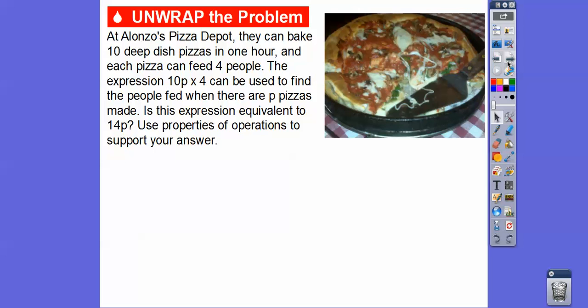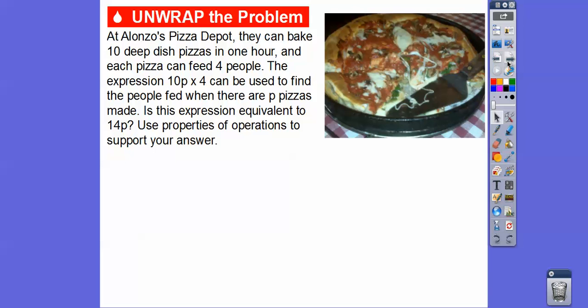Okay, so here's an example. At Alonzo's Pizza Depot, it's my favorite pizza place, they can bake 10 deep dish pizzas in 1 hour, and each pizza can feed 4 people. They're delicious. The expression 10p plus 4 can be used to find the people fed when there are p pizzas made. That's why we did p for pizzas. We could have done p for people also, but p for pizzas, okay?